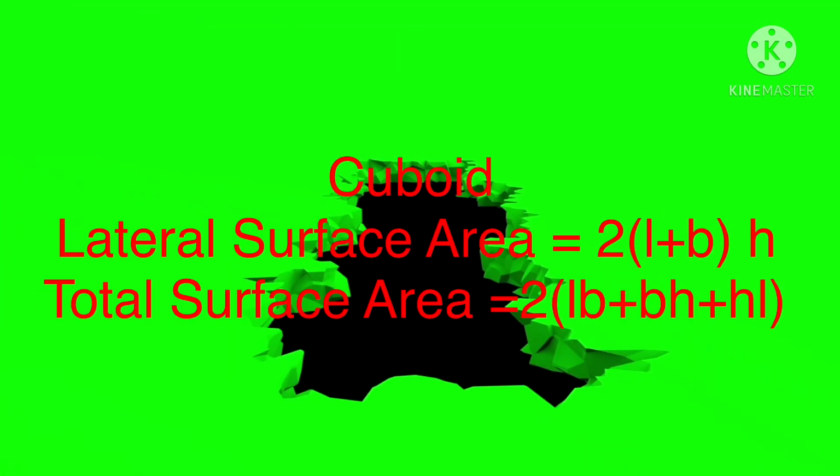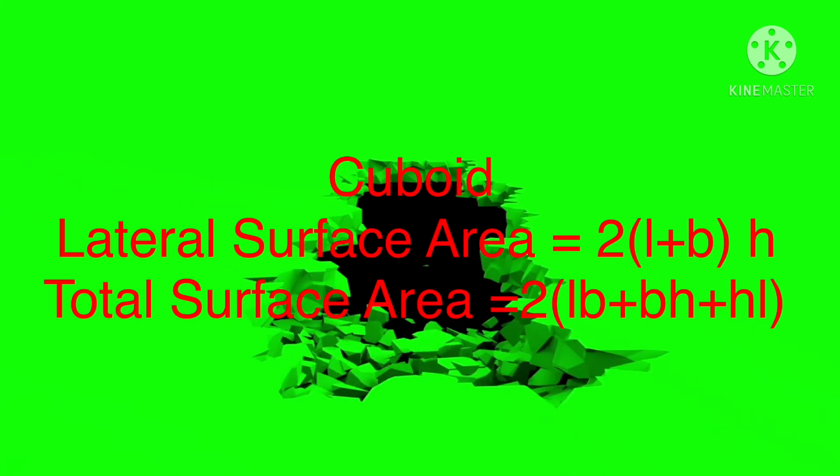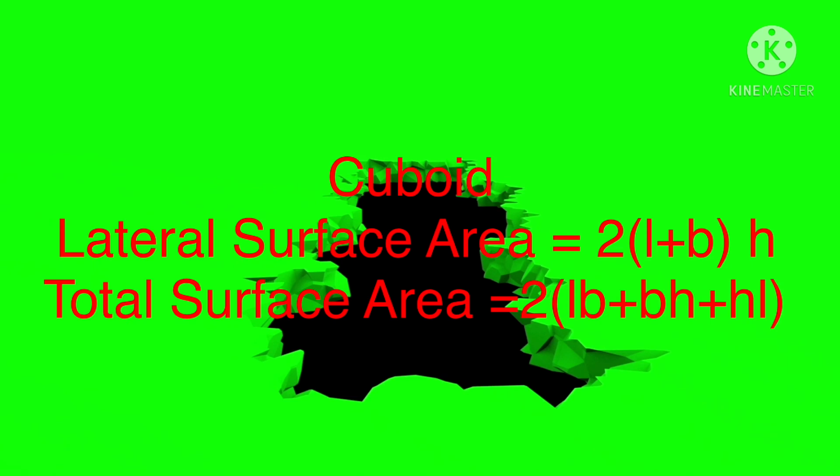And now let's recapitulate the formulas. The lateral surface area of a cuboid is 2 into (length plus breadth) into height, and the total surface area is 2 into (length into breadth plus breadth into height plus height into length).